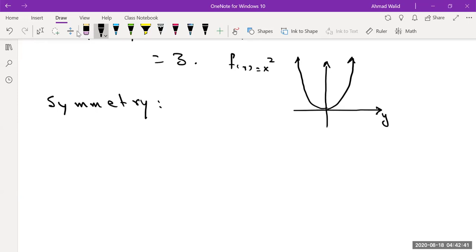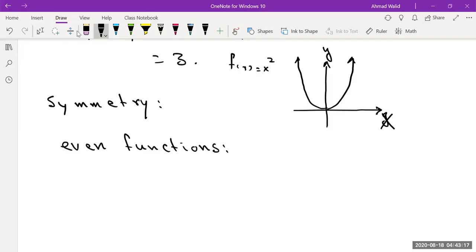Two sides of this function are symmetric about the y-axis. This function is symmetric about the y-axis, correct? Now, based on this symmetry, we have two types of functions. First, even functions. Which kind of functions? We call them even functions.